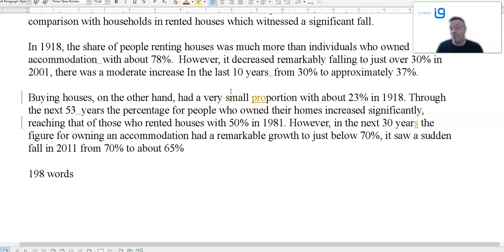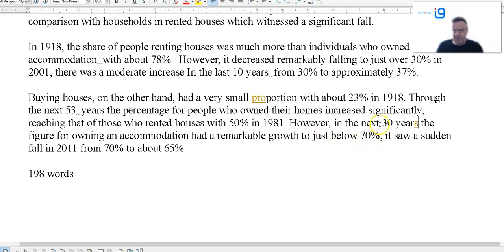And mine was only 5 words more, 203 words, but I've got a lot more information in. Average of 10% every 10 years, etc. You could do something such as that.